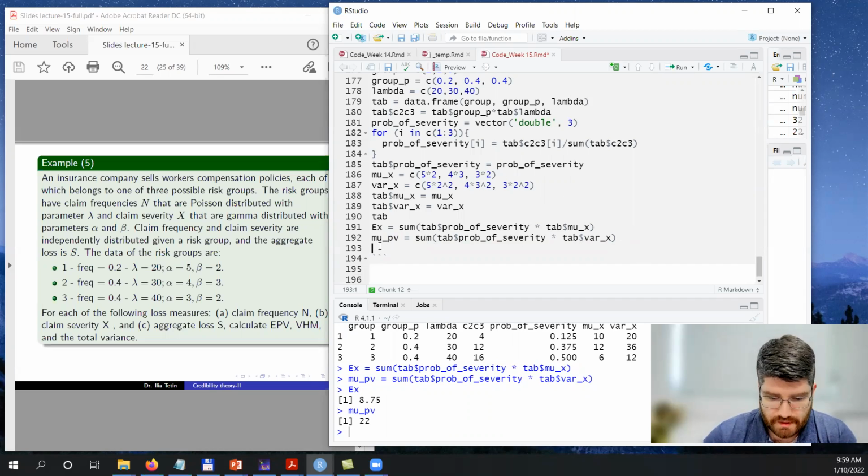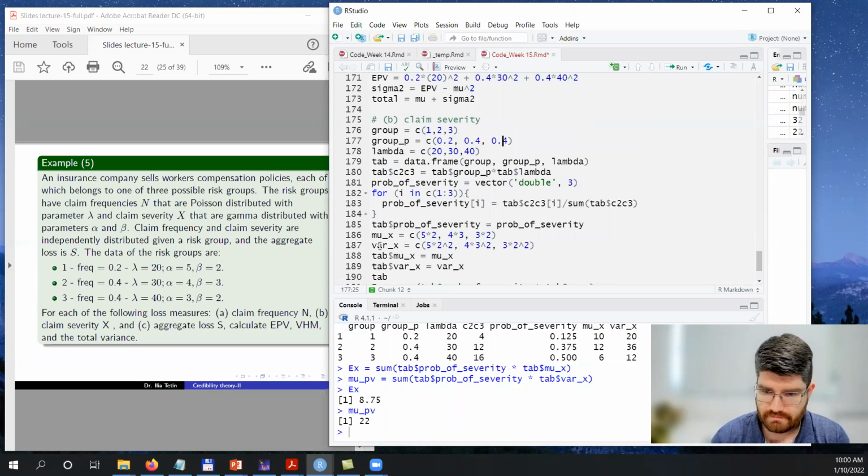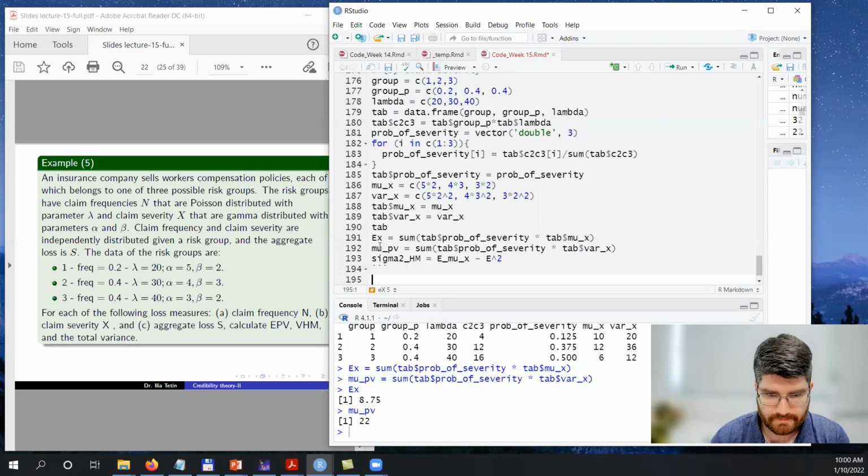So sigma squared HM, sigma squared HM, let it be like that. So it will be E mu X squared minus E squared. Okay, so E, actually, do we have E anywhere? We don't have it. Okay, then where's our E squared? That's kind of interesting. Okay, so this will be E mu X squared, which is actually also not defined so far. Let's calculate the E mu X squared first of all.